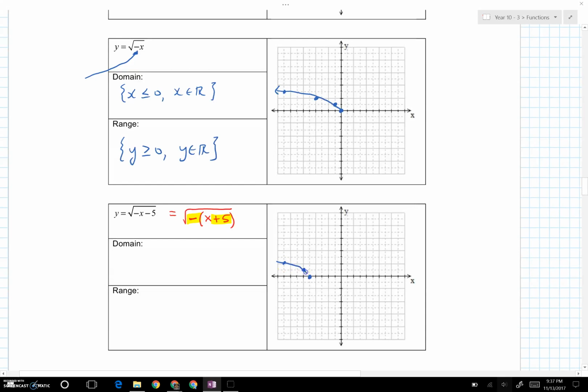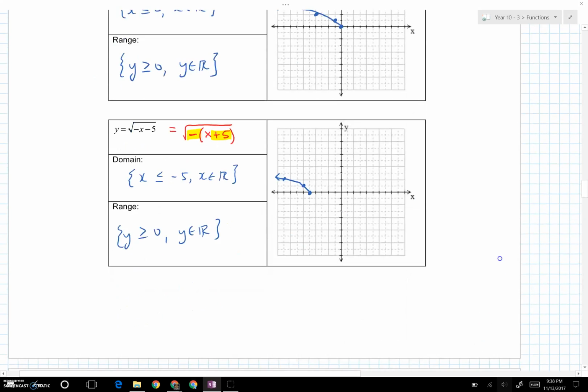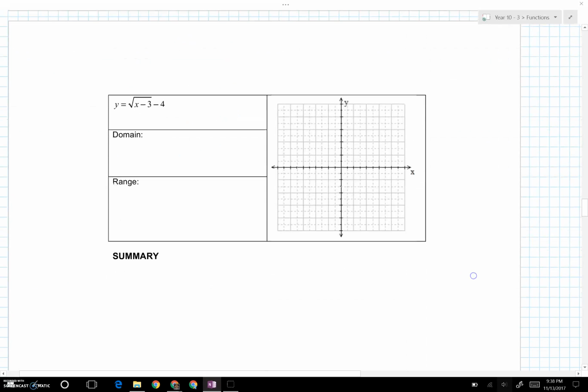My diagram should represent what it is that I'm talking about. Okay, my domain is now x is everything less than or equal to -5, and x is still an element of real numbers. And my range is y is greater than or equal to 0, y is an element of real numbers. Awesome. Okay, here's my last example for the square root function.